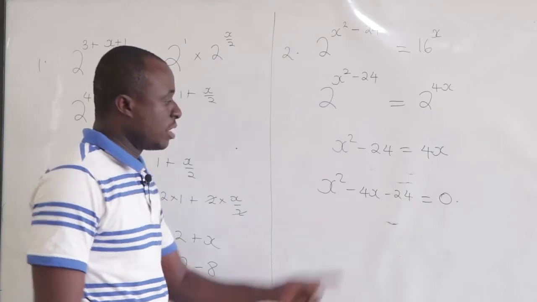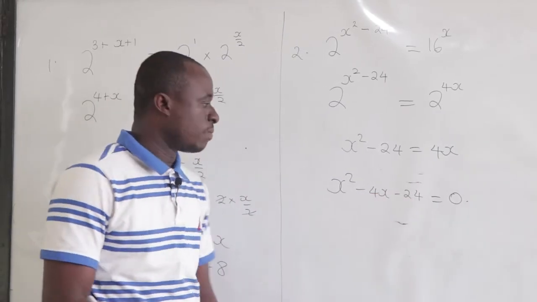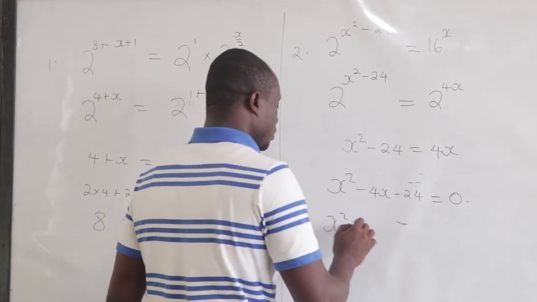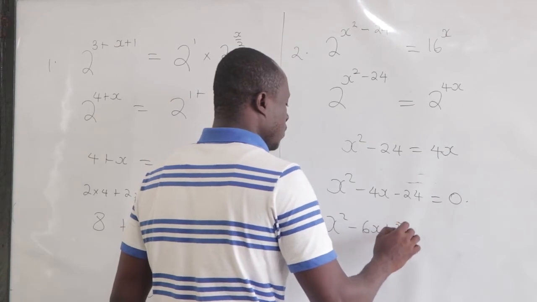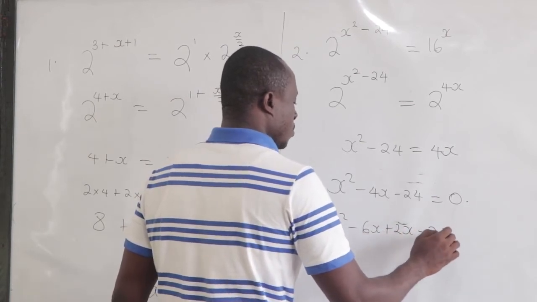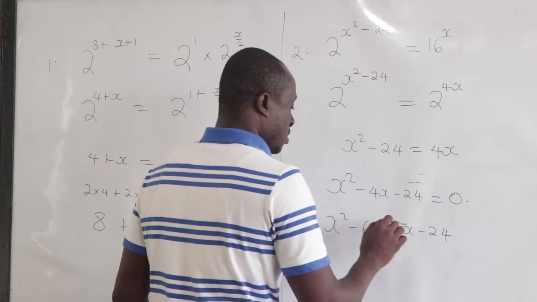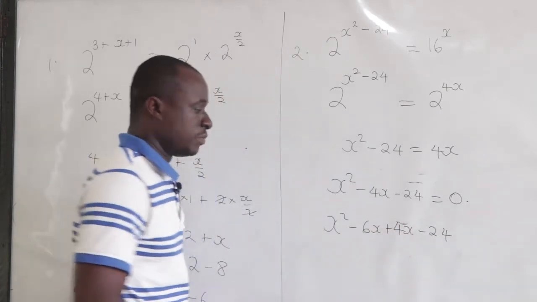Two numbers, when you multiply, you get negative 24. When you add, you get negative 4. That is negative 6 and positive 4.